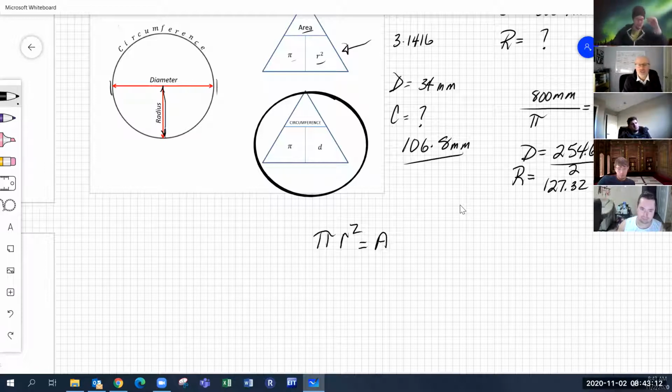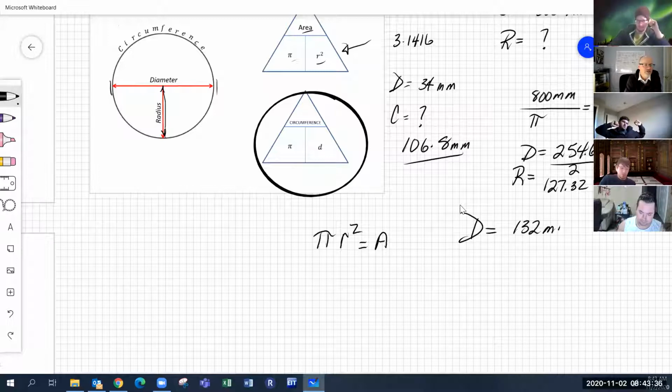Now, I want you to get into the habit of writing the formula down before you do your question. That way you can see what you have, then write out the variables that you have and insert them into the formula. For example, I have a circle that has a diameter of 132 millimeters. I want you to find the area of that in square millimeters.